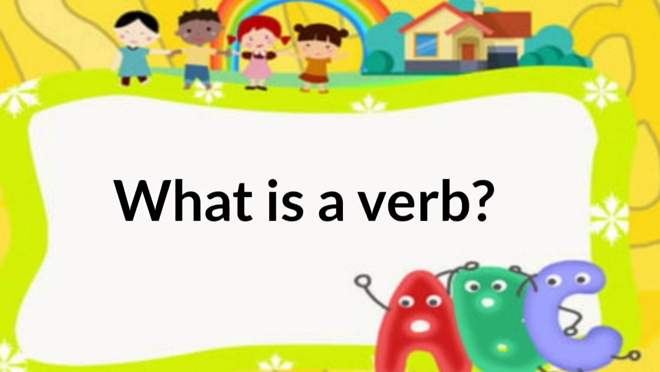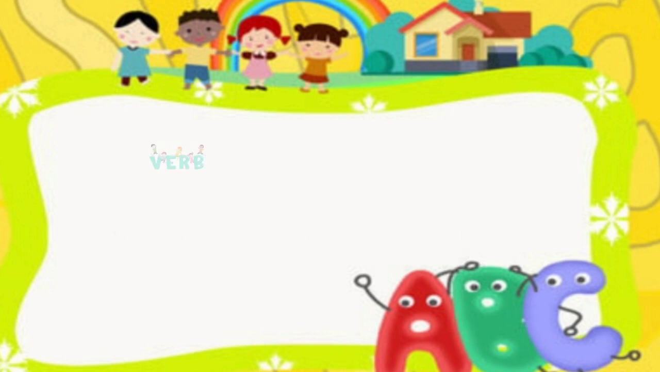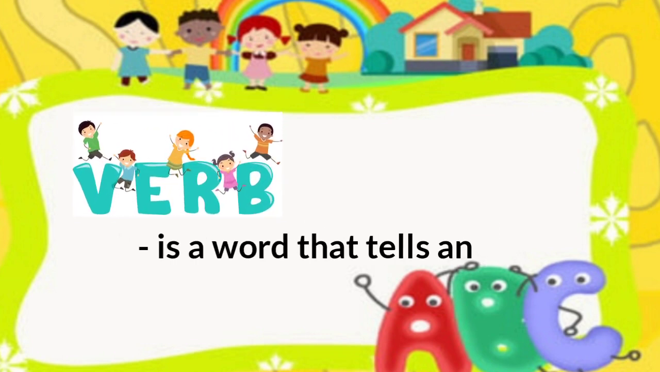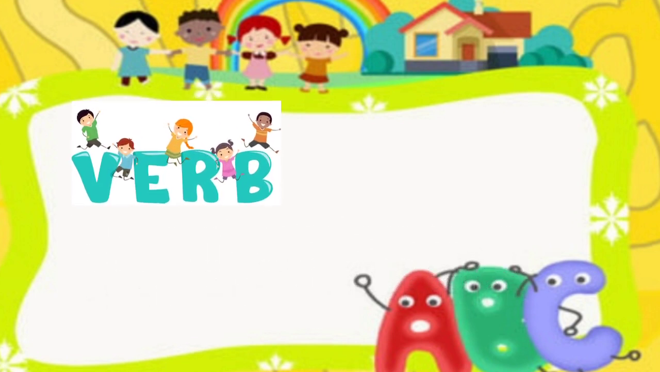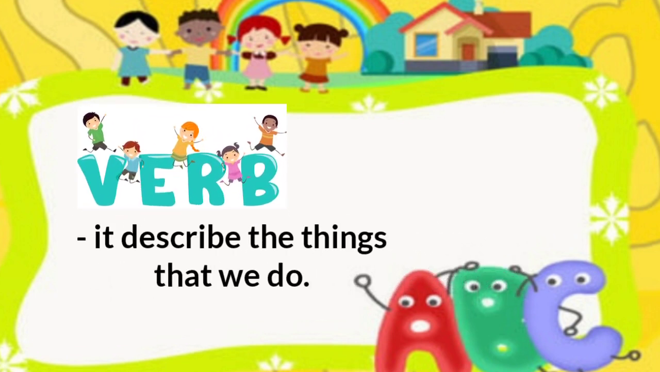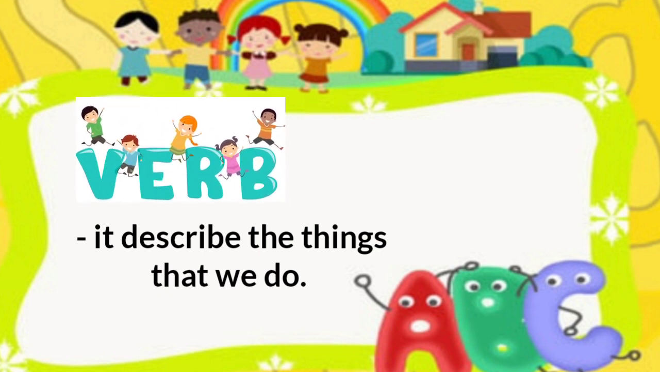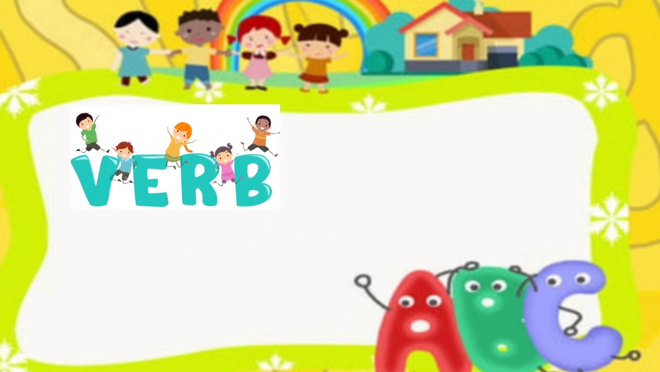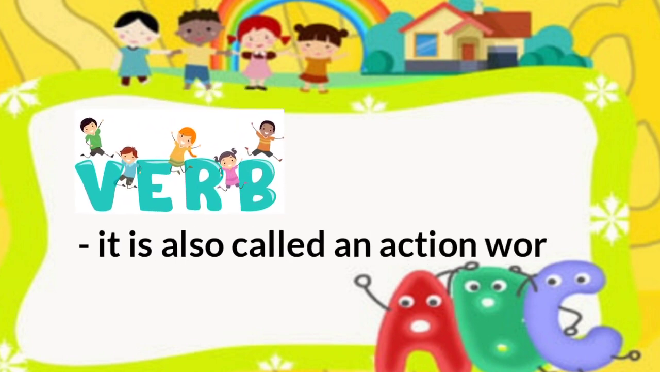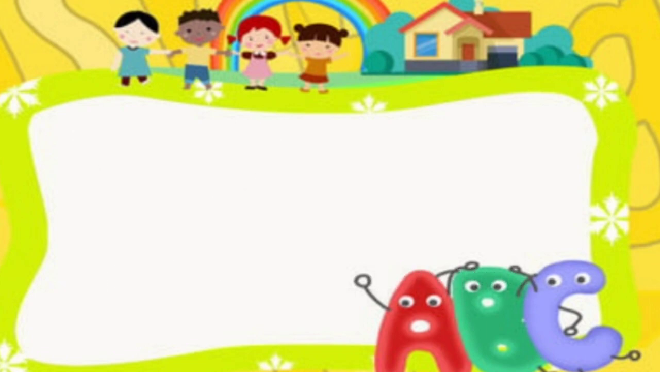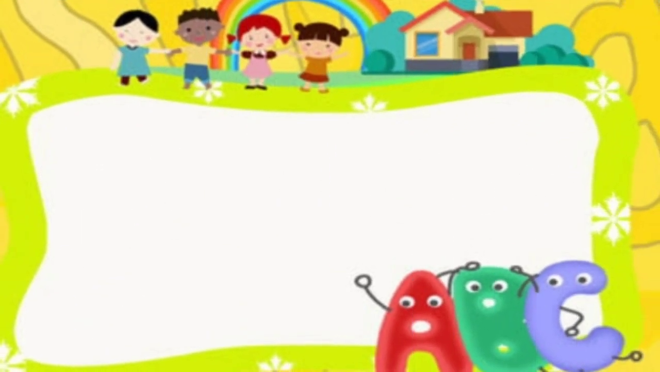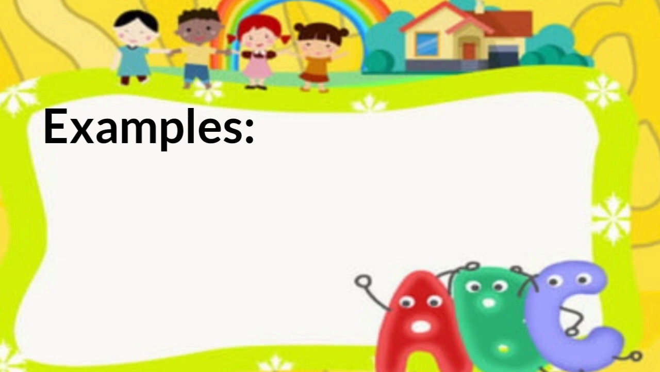What is a verb? Verb is a word that does an action. It describes the things that we do. It is also called an action word. Here are some examples of verb.